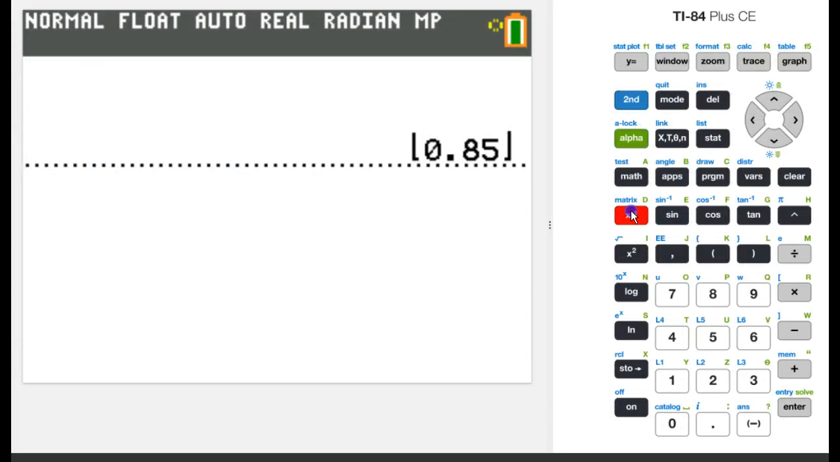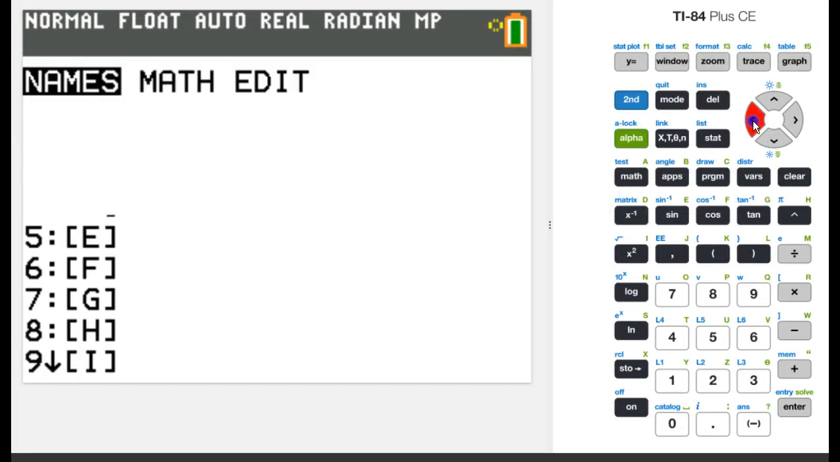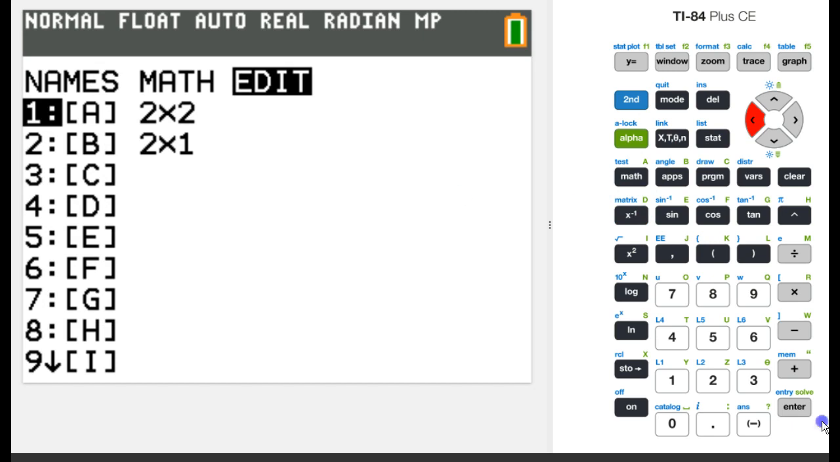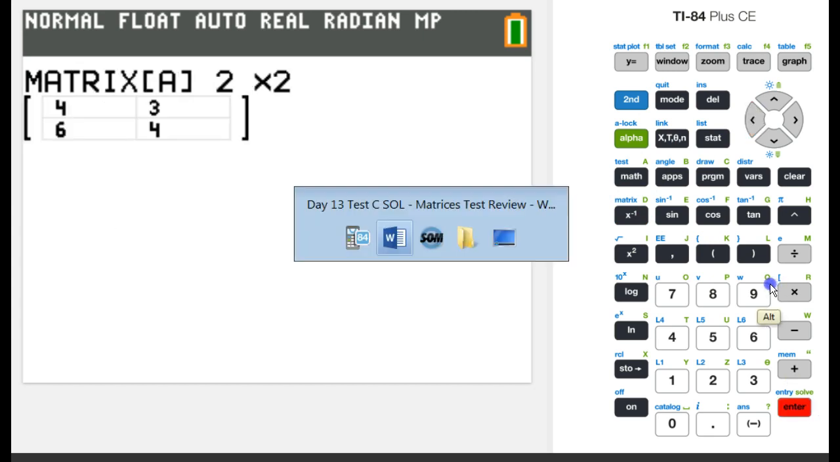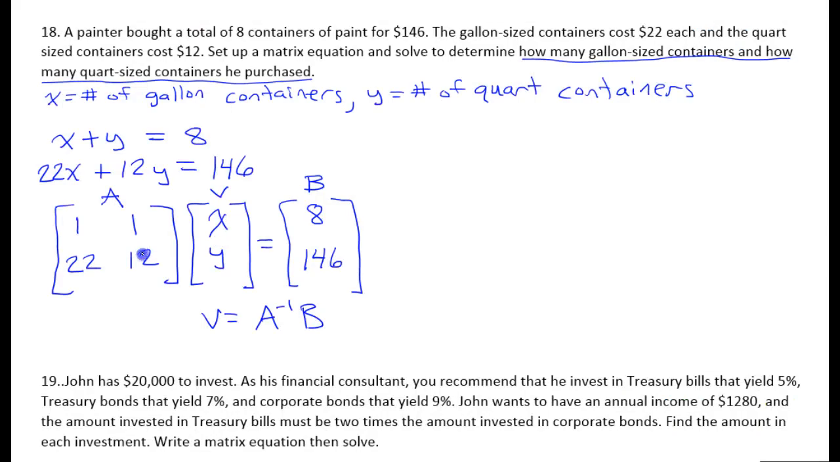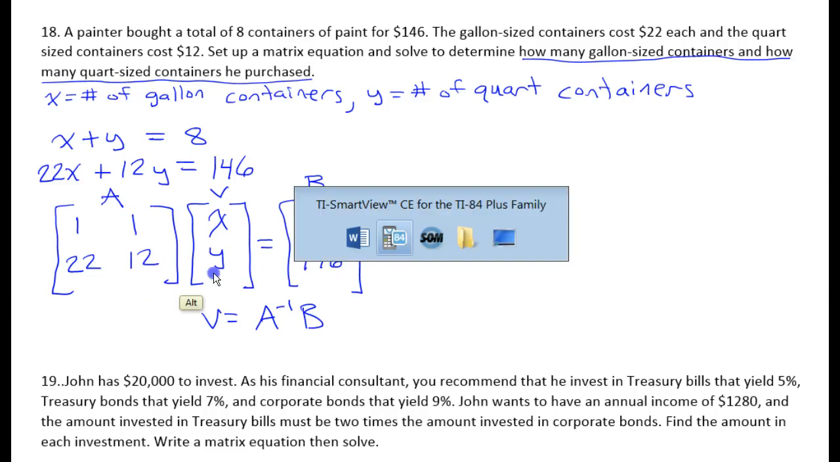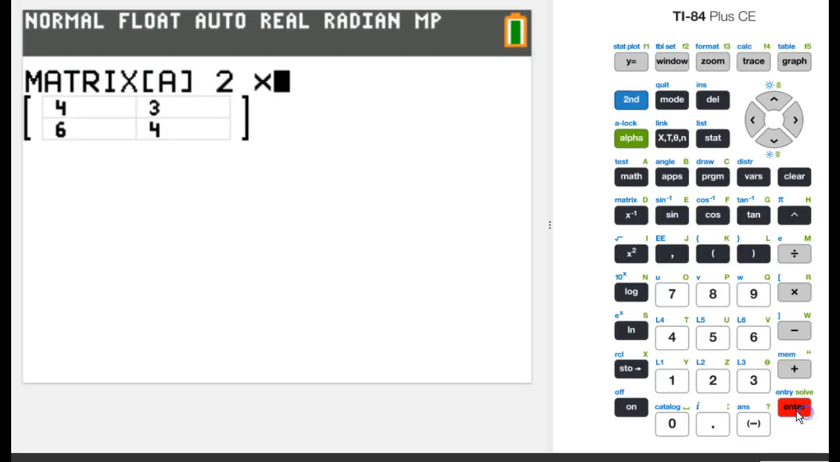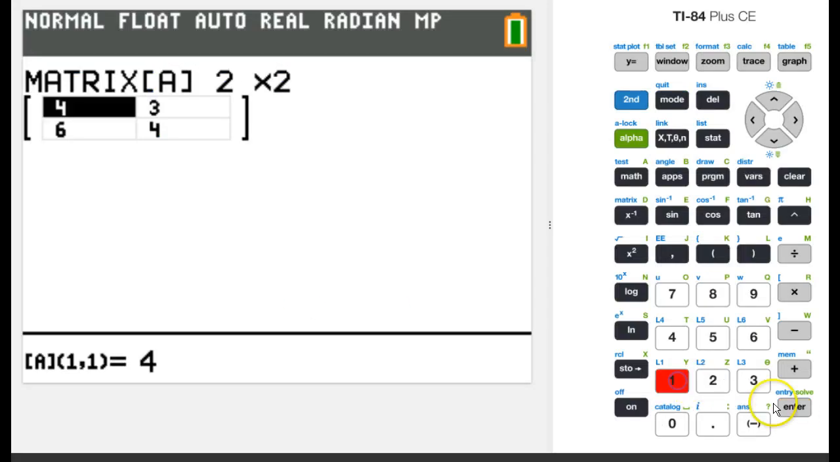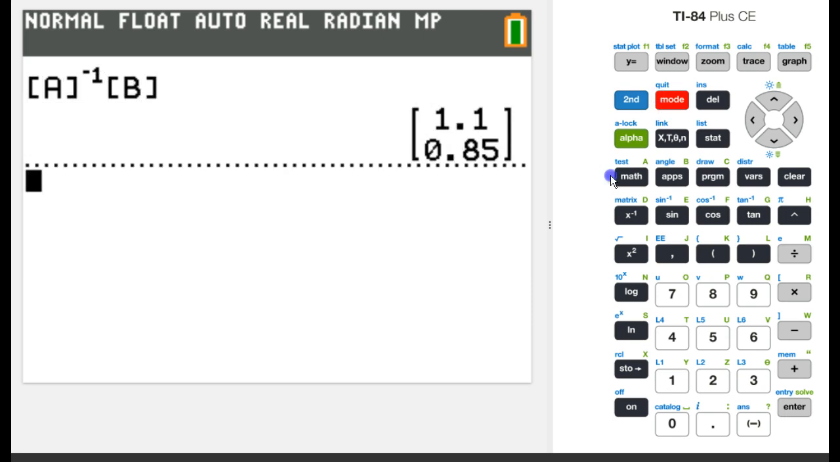So second matrix, to get yourself to the matrix area, go over to edit. We're editing matrix A. Oh, it's still a 2 by 2 matrix, 1, 1, 22, 12. So just get down to the typing area. 1, 1, 22, 12. Okay, quit your way out.